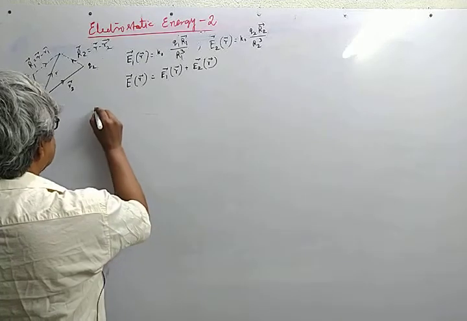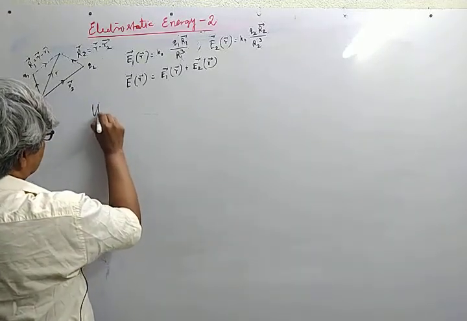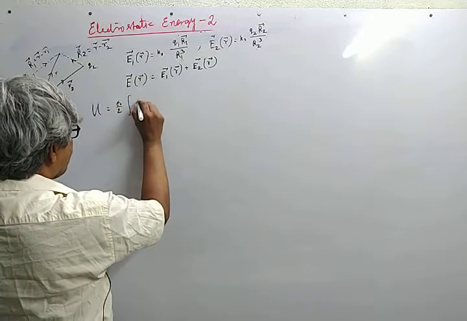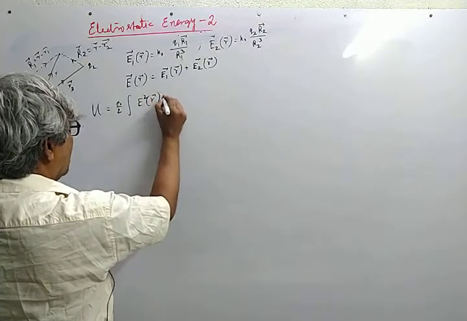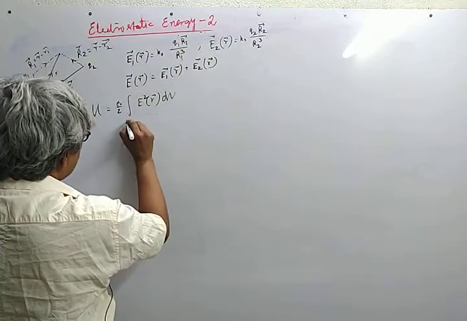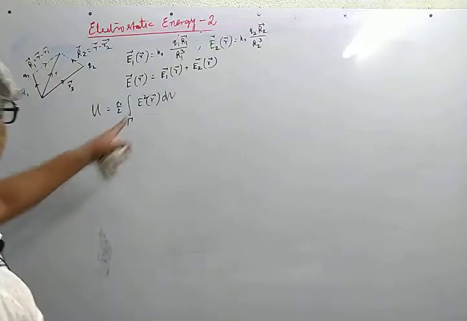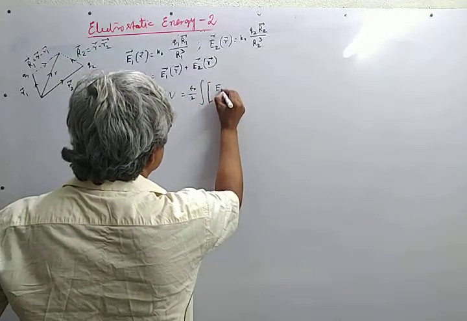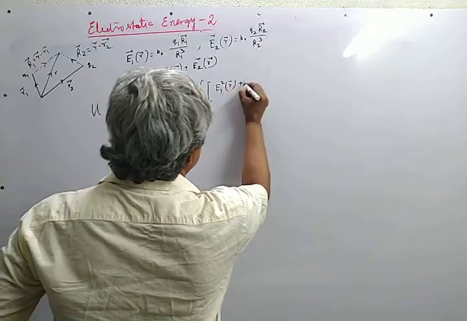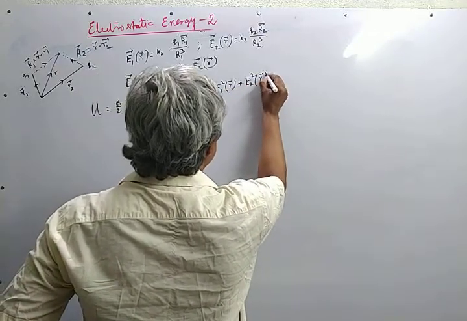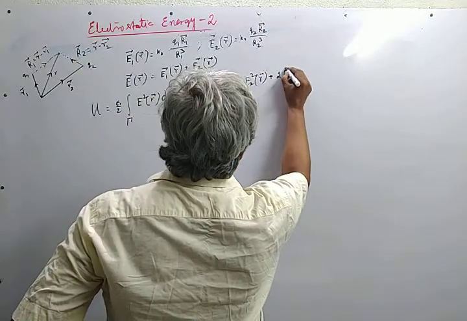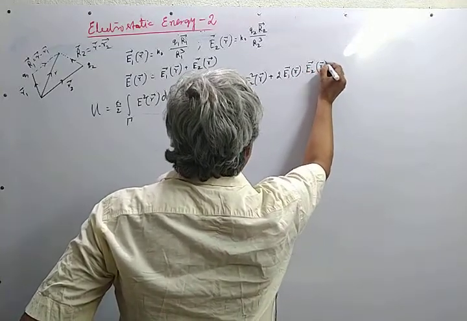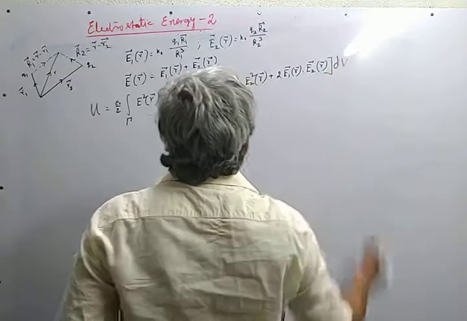So the energy density, or energy, sorry, electrostatic energy is epsilon 0 by 2 E square dV over all space. For all space, I write this, and this is the energy expression.